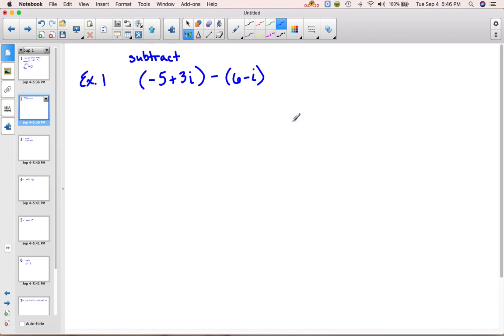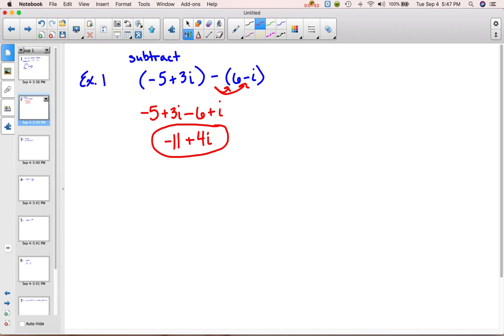If you are either adding or subtracting, you just combine like terms. So I'm doing a subtraction problem because I want to make sure you distribute the negative sign correctly. So we don't even need the parentheses here, -5 plus 3i. We're going to distribute this minus sign. So we end up with a -6 plus i. And now you're just combining like terms. So -5 plus -6 is -11 plus 4i. And this would be the format I'd want to leave it in because notice the format a plus bi. So the -11 is the real part. This 4i is the imaginary part.